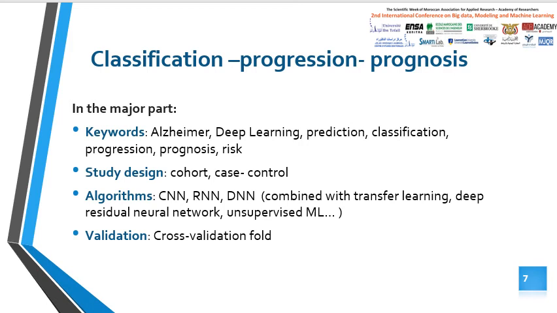Generally, the studies use the case control or cohort as a study model. Algorithms such as convolutional neural network, recurrent neural network, deep neural network, either simple or combined with another machine learning algorithm such as transfer learning or unsupervised types, and then they adapted it especially by cross-validation fold.